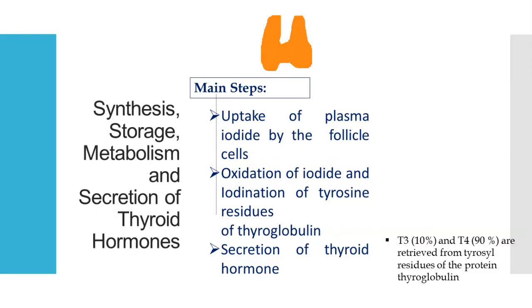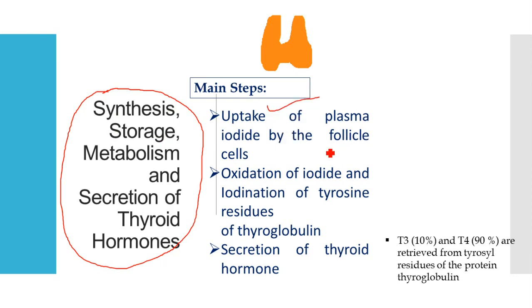So first of all, we will be discussing the synthesis, storage, metabolism and secretion of the thyroid hormone. The main steps involved are uptake of plasma iodide by thyroid follicle cells, oxidation of the iodide and iodination of the tyrosine residues of thyroglobulin, and secretion of the thyroid hormone.